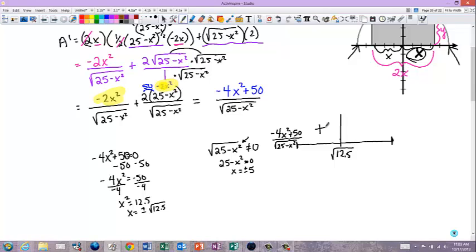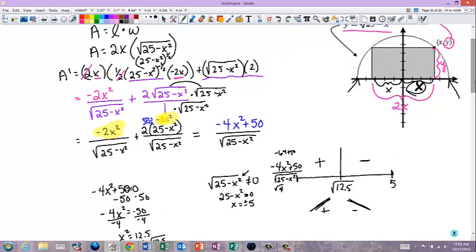If I fill in a number bigger than 12.5, how about 10, I'm going to get a really big negative number on the top, and it can't be bigger than 5. So I'm going to have to stop. How about 4? 16, negative 4, negative 64 plus 50 over the square root of 9. So that's negative. So my derivative is going to go from positive to negative, so it's a max. And so my x value is the square root of 12.5.